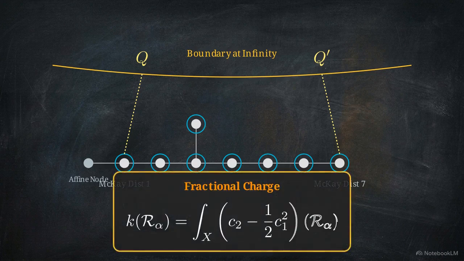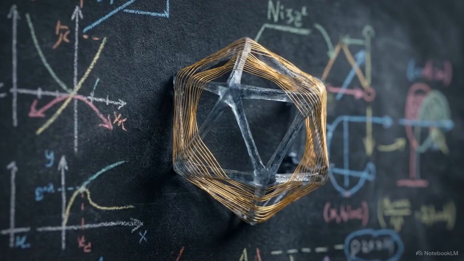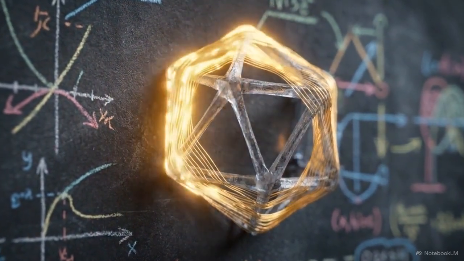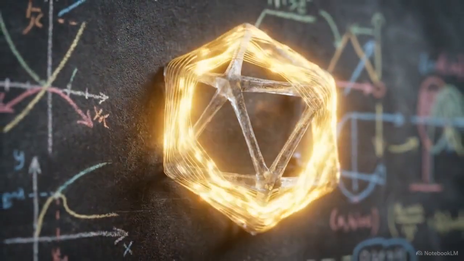We extract data from them by computing their fractional charge, K, defined by integrating their second Chern character over the manifold. This table compares the fractional charge against the Chern-Simons invariant across 4 primary sectors, Q, Q', and their adjoints. In all 4 sectors, the calculated charge evaluates to the exact Chern-Simons invariant modulo 1. When we compute the charge difference in the adjoint sectors, it perfectly captures a positive 2/5 delta. The homological skeleton failed to register the anomaly, but the tautological bundles physically realize the boundary asymmetry as an exact difference in interior fractional charge.